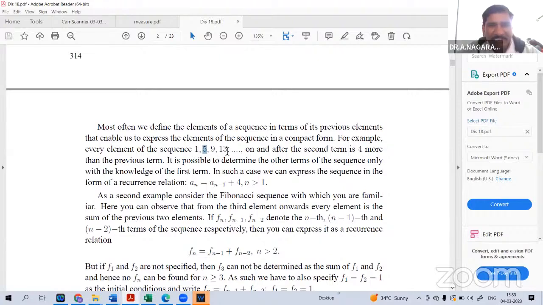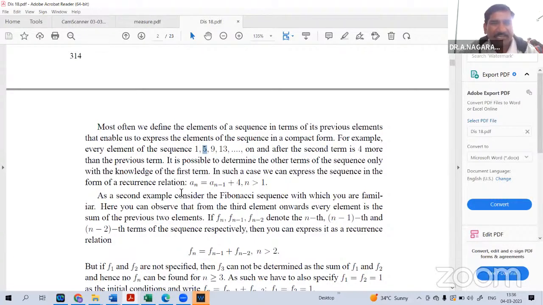Here 1, 5, 9, and 13 will be there, and so on in continuation. A recurrence relation means that based on past information, the present information is identified, and future estimations are needed. Based on present information, future information should be expected. That kind of expression, an equation we want to develop, is called a recurrence relation.